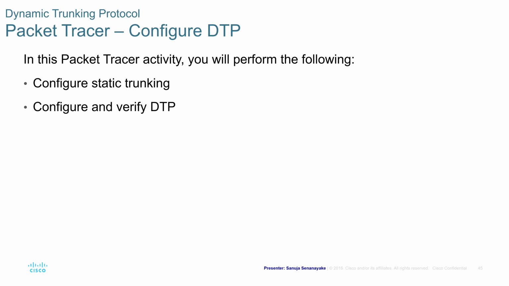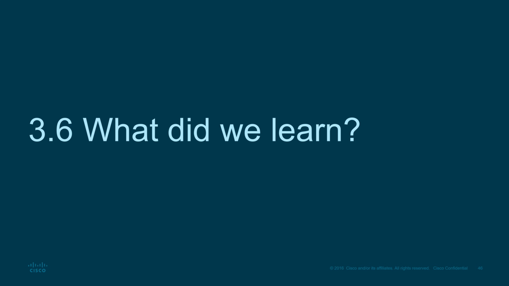Again, there's a packet tracer file called configure.dtp. If you have access to that file, please go ahead and download it from your Cisco NetAcad or through your academic institution and do them, because that will give you an overview of the things that we have covered, such as configuring static trunking and configure and verify DTP. And that would bring us to the end of this lecture, and I will go through the summary of it.